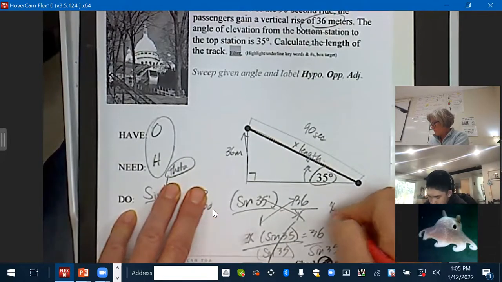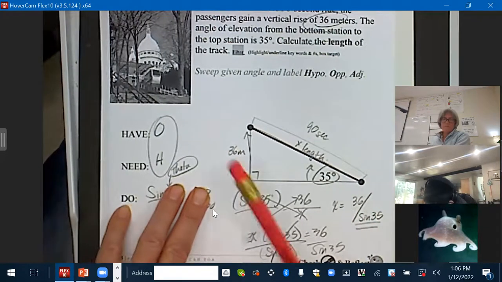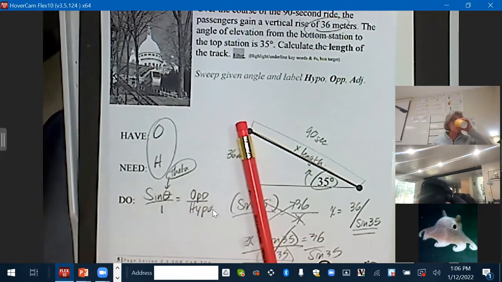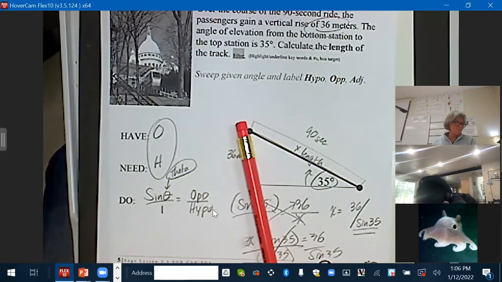So let's see. I have to put this back in degree mode. Okay, so 36 divided by sine 35, in parentheses. We get 62.7640. You got it. Okay, thank you. You're welcome.